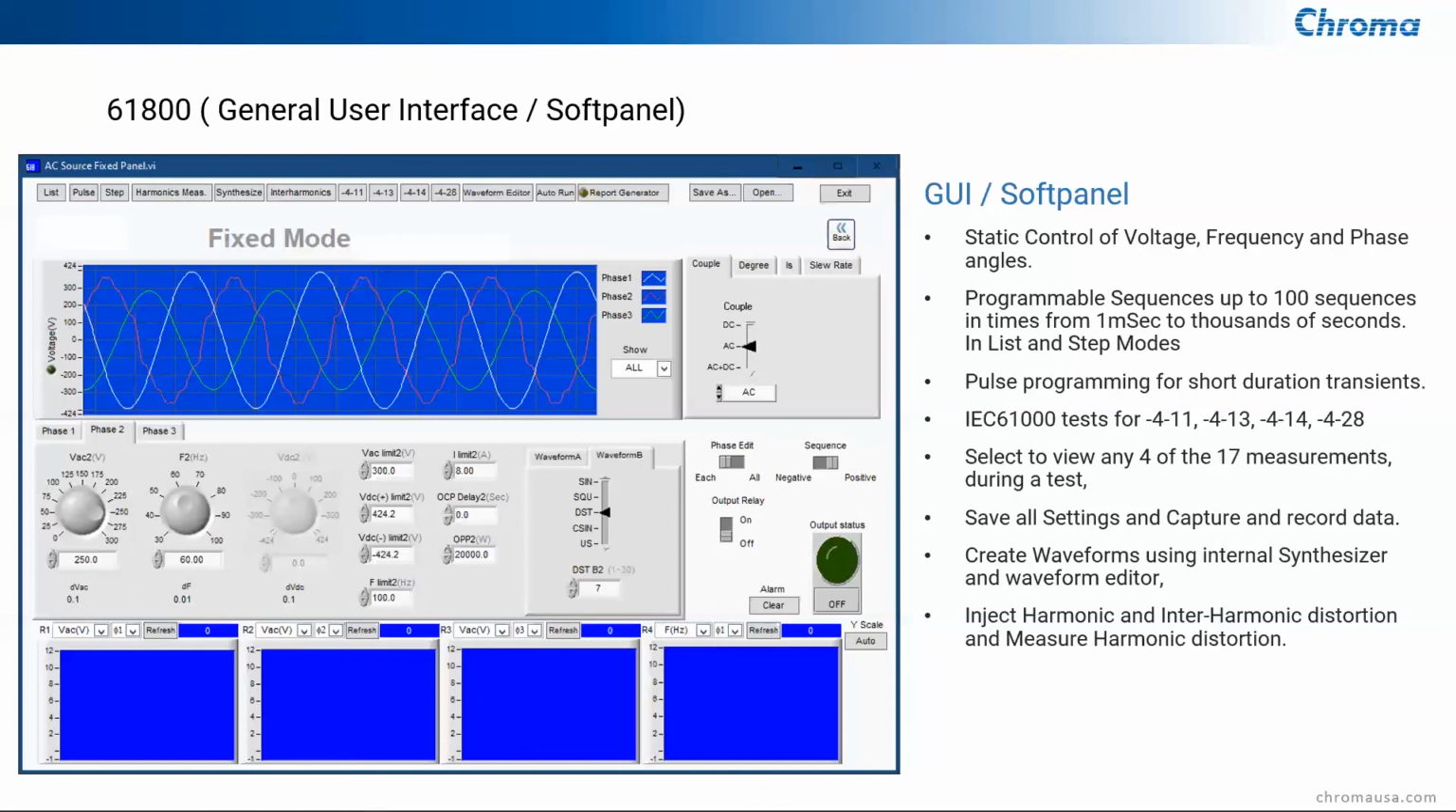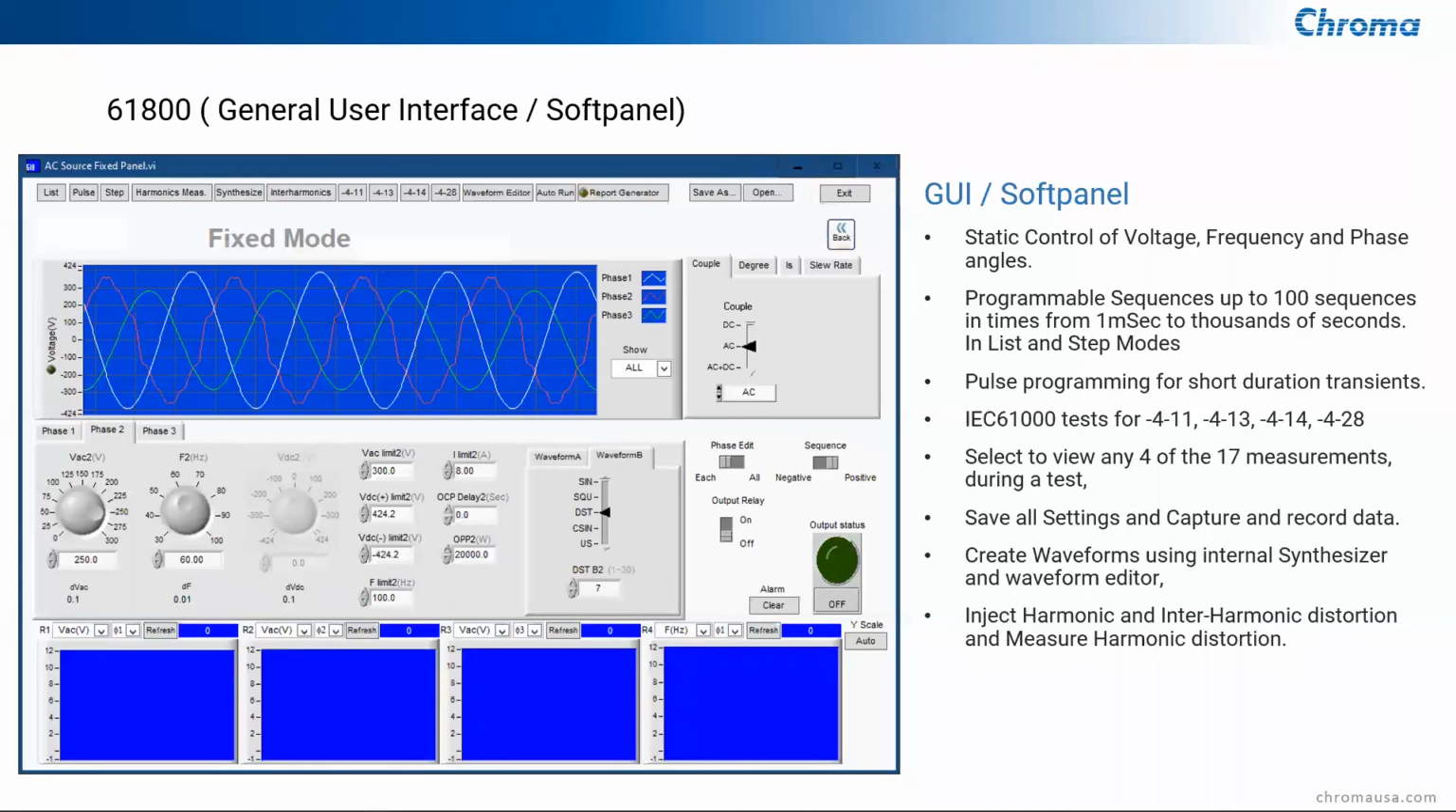We have a soft panel, or a general user interface, that gives you full access to all of these different controls that make up those types of tests. Our soft panel is an option. It's a LabVIEW standalone executable file. You don't need LabVIEW to use it. It's a fully standalone software package. And it gives you all the capabilities to do things such as programmable sequences, up to 100 sequences. You can get timings down to less than a millisecond and also up into minutes.